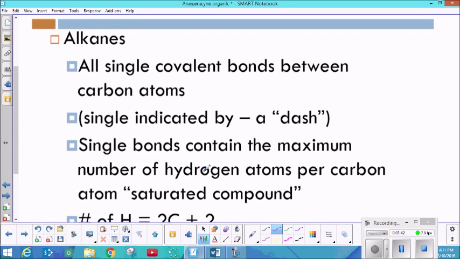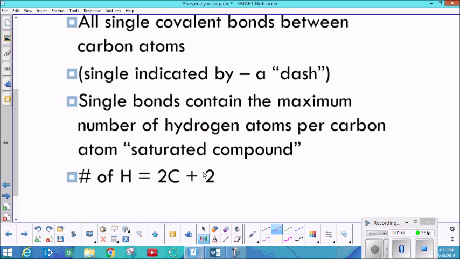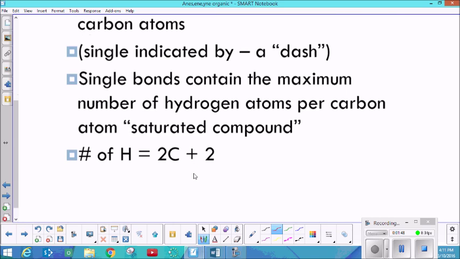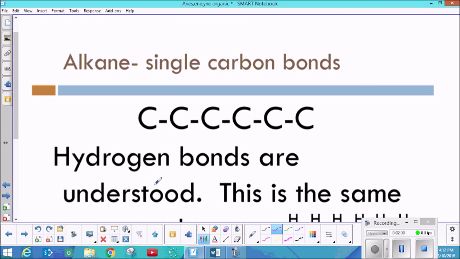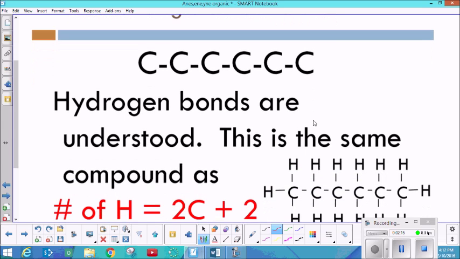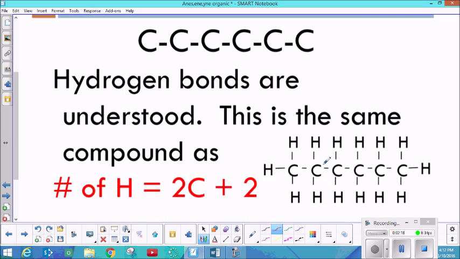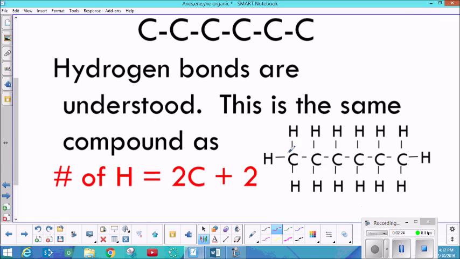Single bonds contain the maximum number of hydrogen atoms per carbon atom, and that is said to be saturated. To figure out how many hydrogens your bond will have, it is 2 times the number of carbons plus 2 for the ends. So, in this diagram, they're showing you 1, 2, 3, 4, 5, 6 carbons bonded together. The H's are understood, but if you want to see a full diagram of what they would look like, this diagram in the lower right-hand corner lets you see how they are attached.